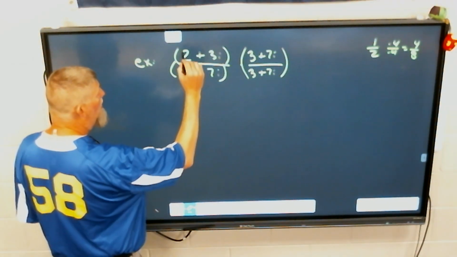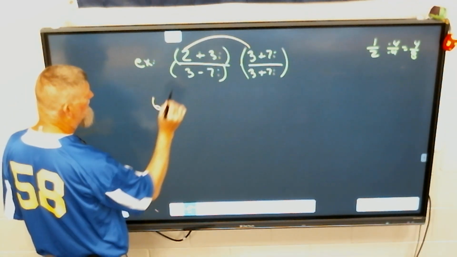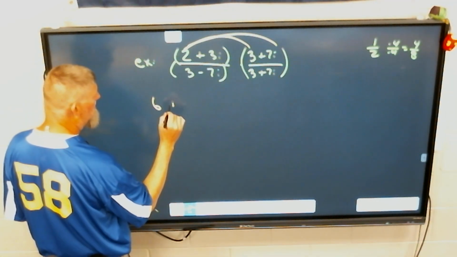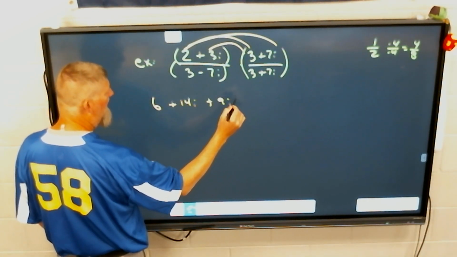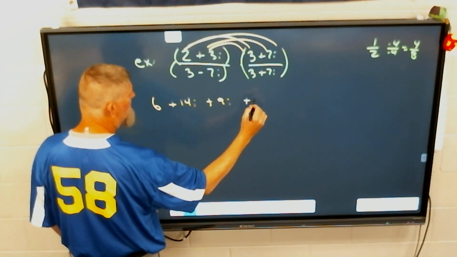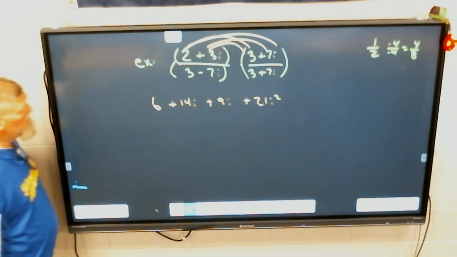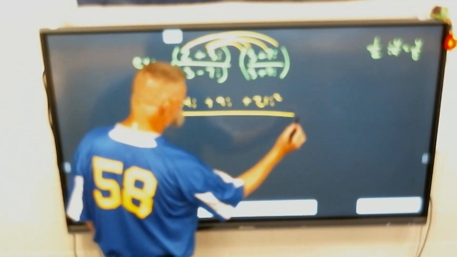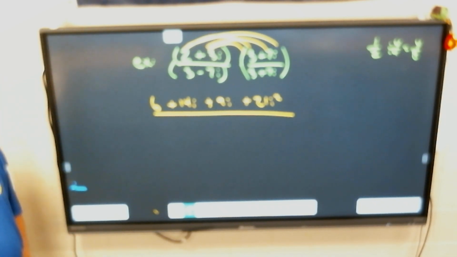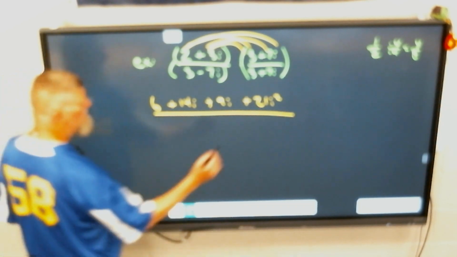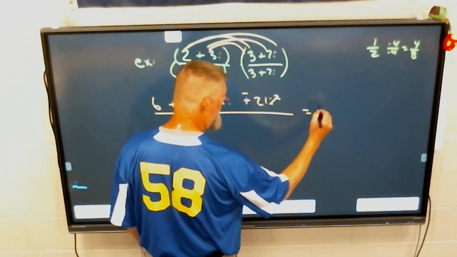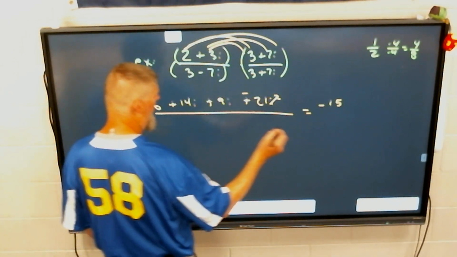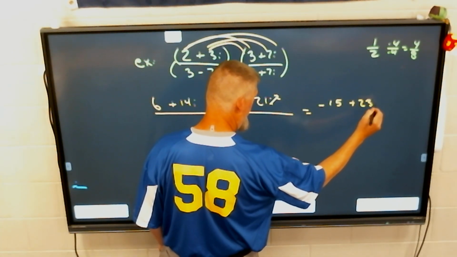I'm bored with this. 2 times 3 gives me 6 plus 14i plus 9i plus 21i squared, which becomes what? Well, that goes to negative, and then you combine the other two. So 6 minus 21 gives me negative 15. 14i, 9i gives me plus 23i.